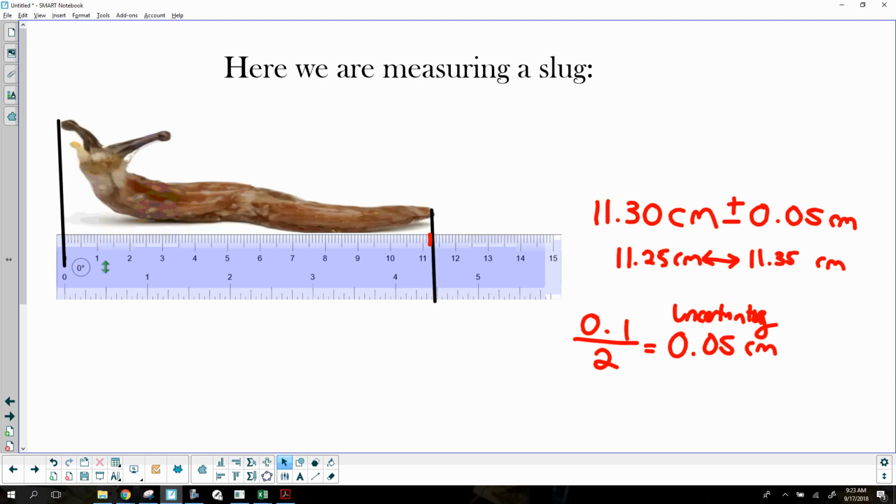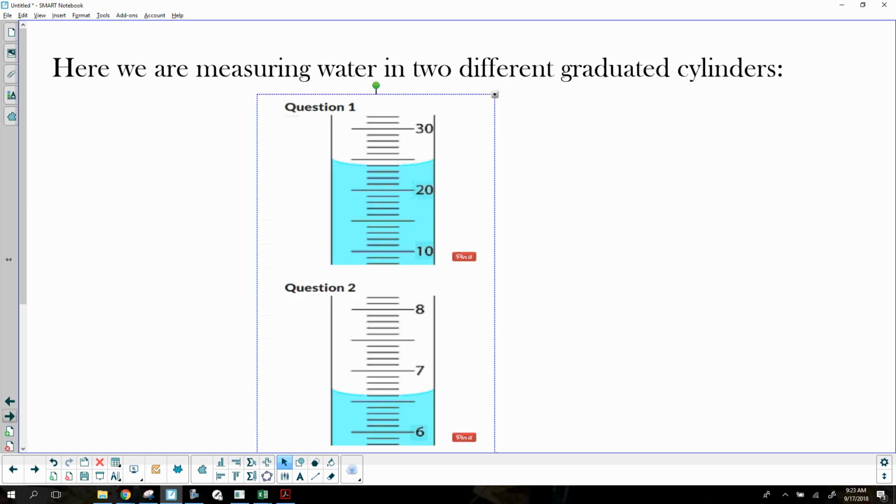Let's look at another example. Here are graduated cylinders, 2 graduated cylinders actually, with 2 different volumes of water. So on this first one, I always read a graduated cylinder from the bottom of the meniscus. Meniscus is the low point here. It has to do with hydrogen bonding in the water and the graduated cylinder being glass, but that's a chemistry thing. You'll get into it next year.